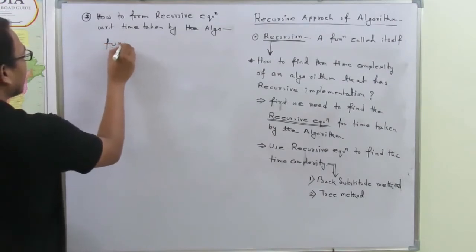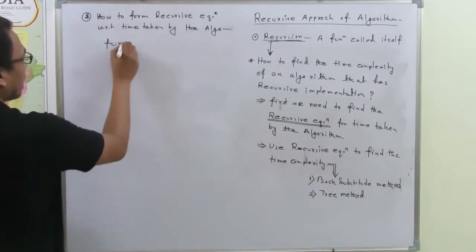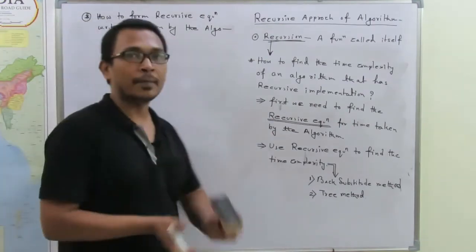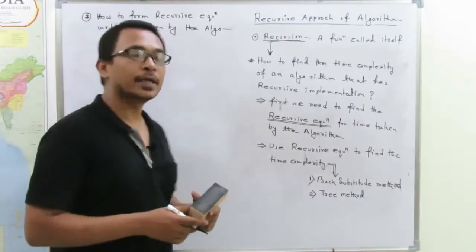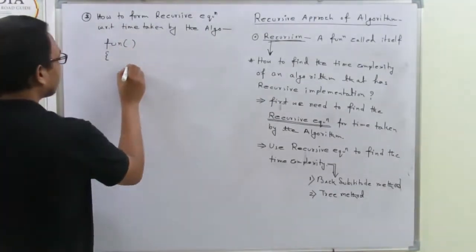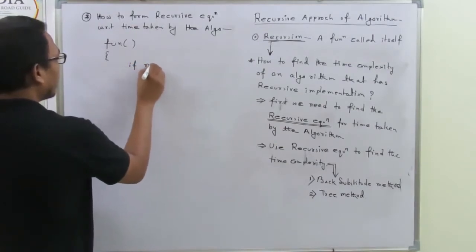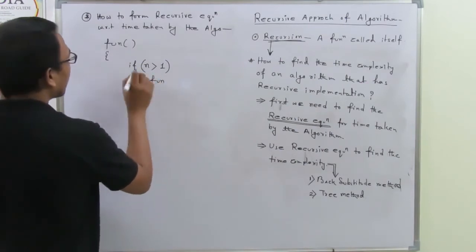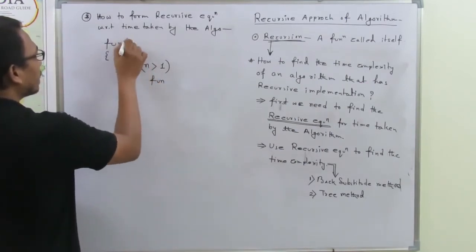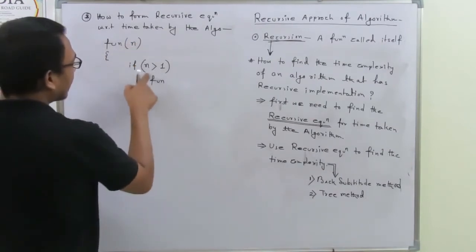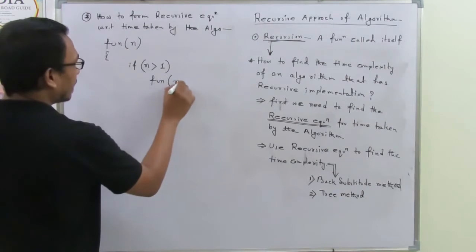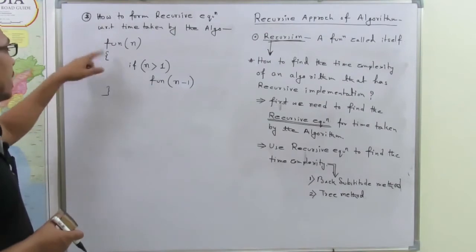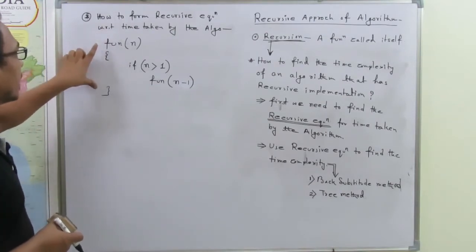Again we have a function, and within this function we have some termination condition, like if n greater than 1, and then we call the function, let's say this function is taking the argument n. If n greater than 1, then we call the function with n minus 1 again. Now, this is our recursive algorithm.